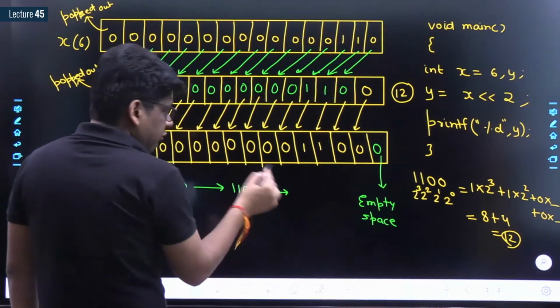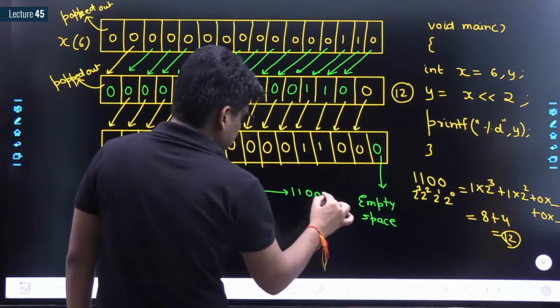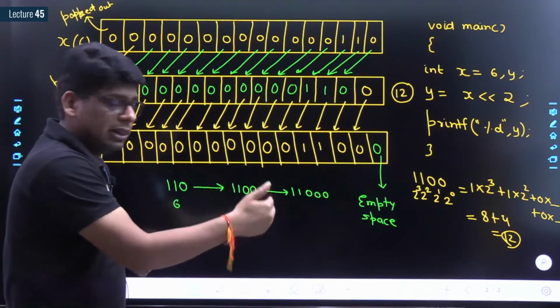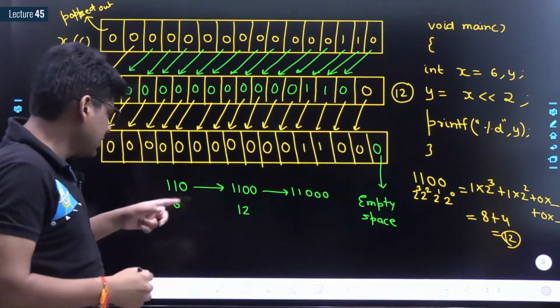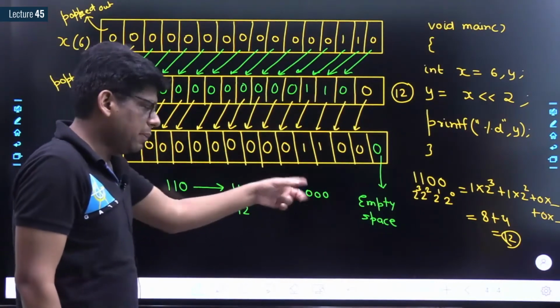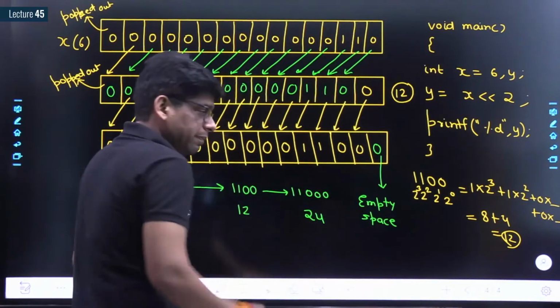Again, I shifted it one more time. We get 1, 1, 0, 0, 0. Sir, because every time we fill the empty space on the right side with a 0. That's why, what is happening? Actually, a 0 is appended to the right. A 0 is appended to the right. Sir, what is the new value? The new value is 24.